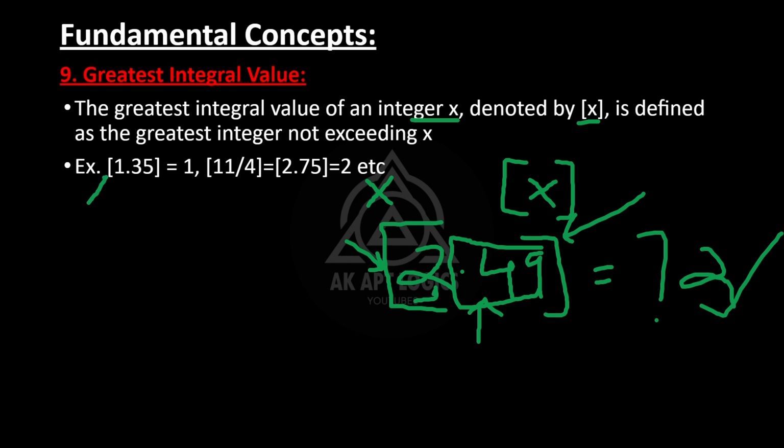So from that we are able to know that they are asking for the greatest integral value of 1.35. Then the resultant will be 1. We will exclude the 0.35. Okay, then the resultant will be 1.